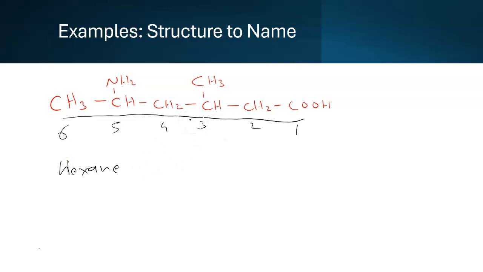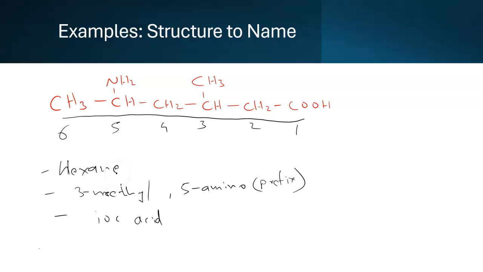Now the hexane molecule, a carbon chain of hexane. This is the parent, and in the prefix there are 2 substituents. Identify the substituents. The substituents are present at number 3 position and number 5 position. So first it will be 3-methyl, and the next substituent is amino, at 5-amino. So these are the prefixes. Now we have to identify the suffix. The suffix is carboxylic acid. So it is oic acid.